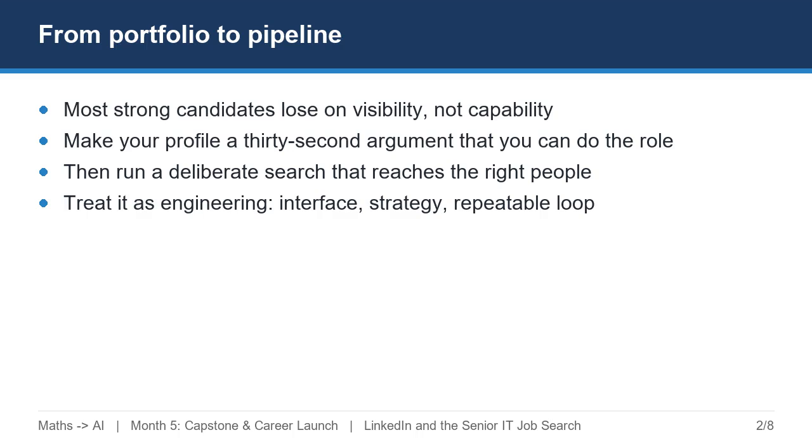The previous lessons built the proof: a capstone, a portfolio, and a resume around quantified impact. This lesson builds the distribution. Most strong candidates lose not on capability but on visibility. Their work is real but no recruiter sees it, or the profile recruiters do see says nothing.